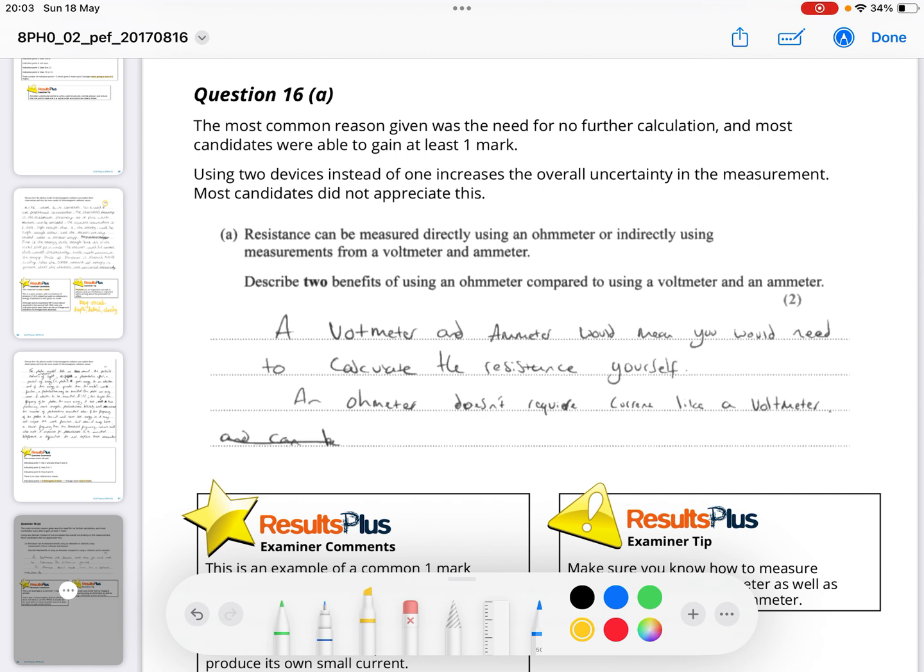So this is inside a scanner, like an MRI scanner, and they want to use technology to make sure that the patient is in the right position. But initially, they're asking you just about resistance, because their method of ensuring they've got everything sorted is reliant on measuring resistance. Resistance can be measured directly using an ohm meter or using a voltmeter with an ammeter, so you already know that. Describe 2 benefits of using an ohm meter compared to using an ammeter and a voltmeter.